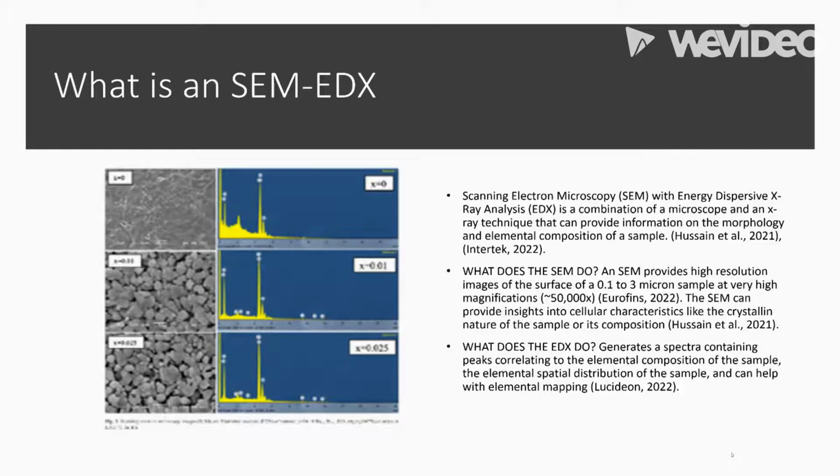And each one of those peaks correlates to a specific element, and these spectra can be used to determine the elemental composition of a sample, as well as elemental mapping for the location of those elements within the sample. And as you can see, the images on the right are high resolution images of the sample at super high magnifications. And they can tell a lot about the crystalline nature and the cellular structure and characteristics of that sample.